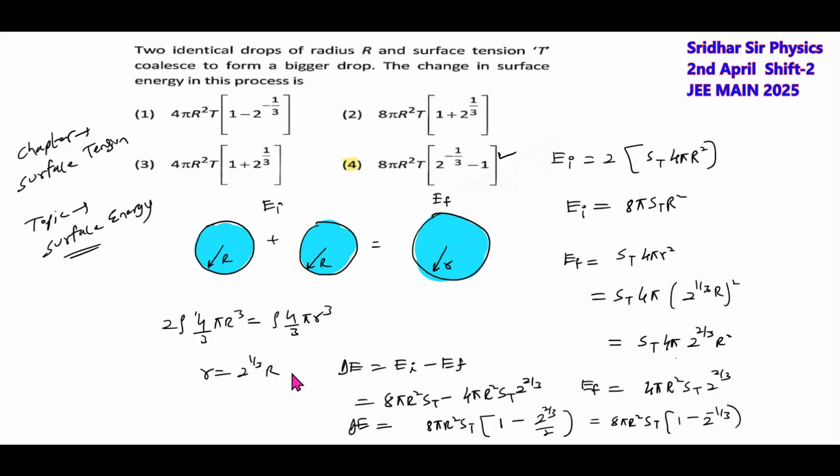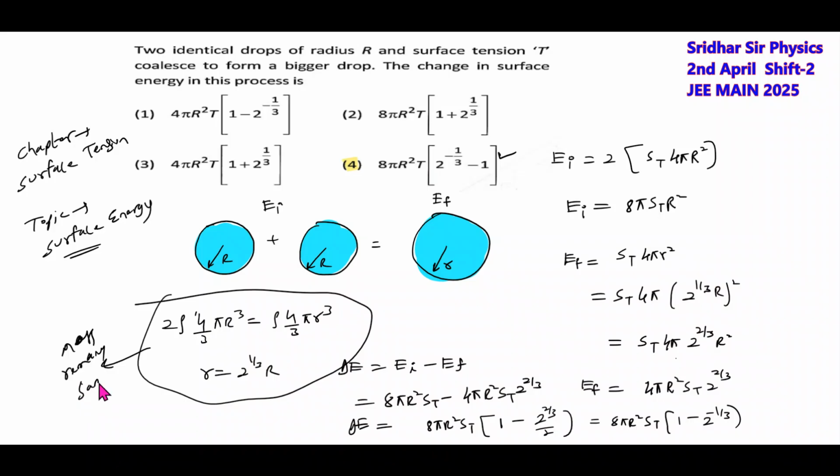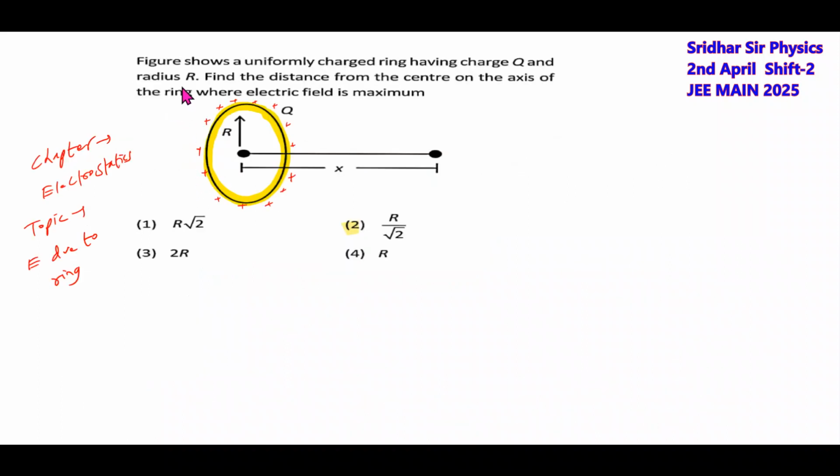A simple idea: you must use the conservation of mass. The mass of the system remains the same. This is the basic idea. We'll go for the next question.